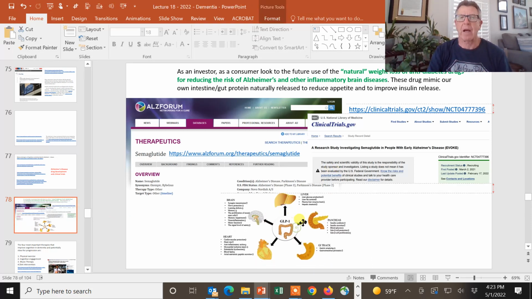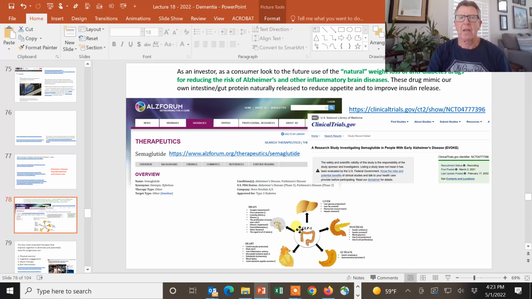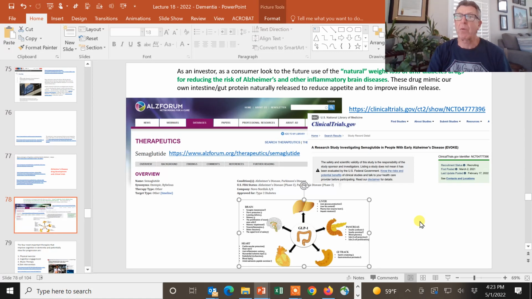And this is again down here, the GLP-1 agonist, that is going to remove glucose from your blood. So it's used for diabetes. It's been successfully used for diabetes for a number of years now.